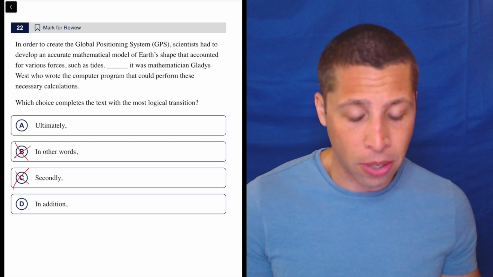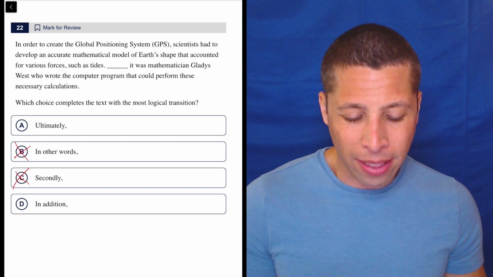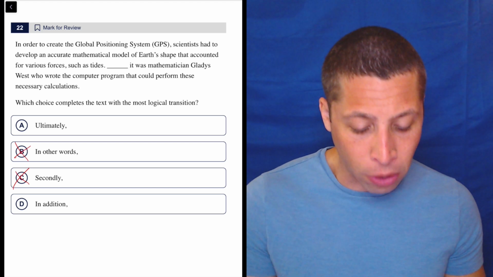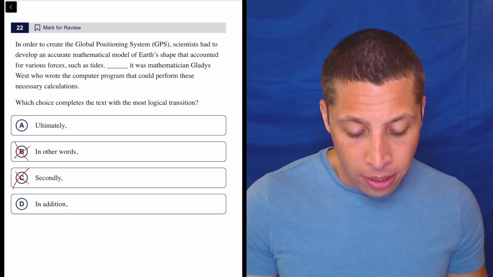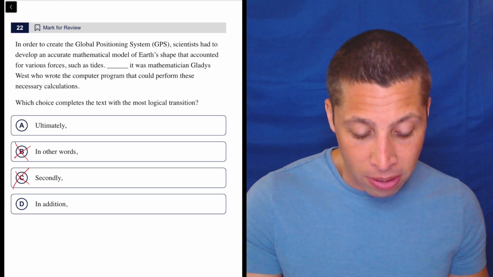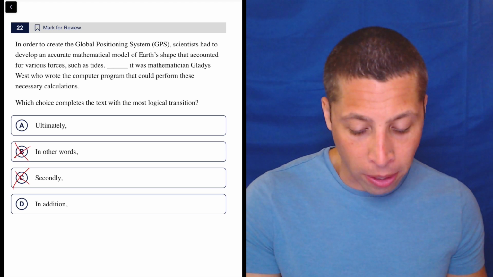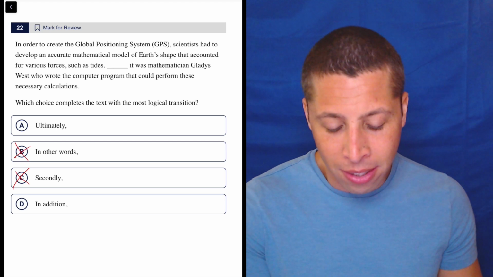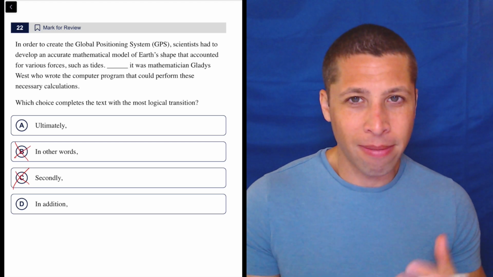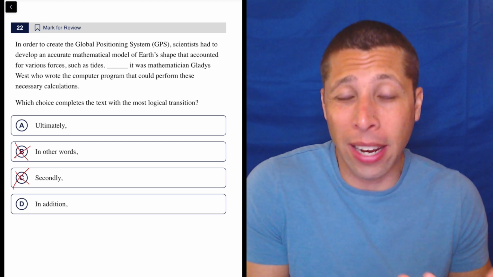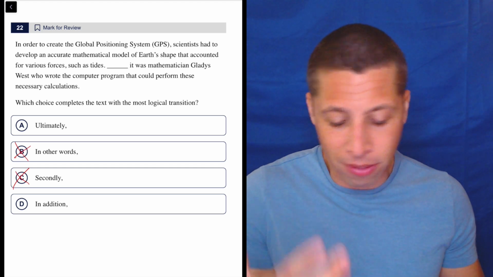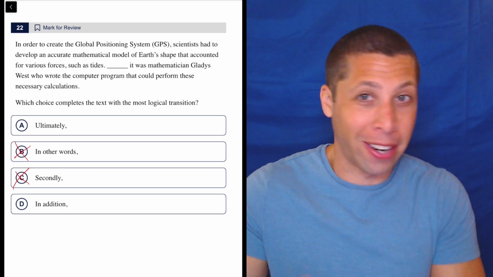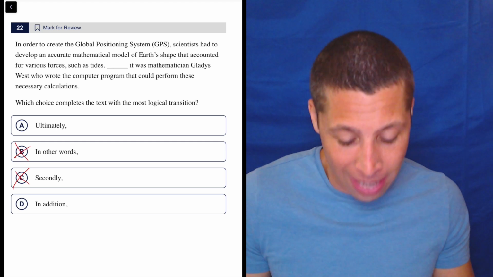It seems like there are steps in a process, but is that the second step in a process? Like, first, they had to develop an accurate mathematical model. Secondly, it was her who wrote the computer program that could perform these calculations. I don't get a first, right? So I had to put that in, and even still, it feels weird. It seems like she's the one doing the mathematical modeling. So I don't feel like it's a first and second step here.